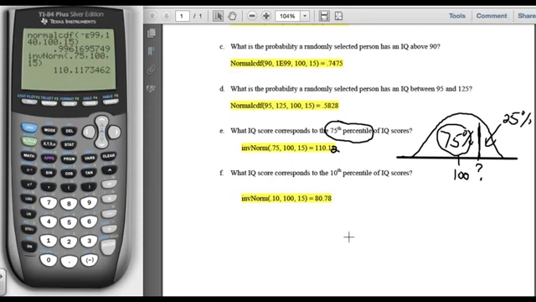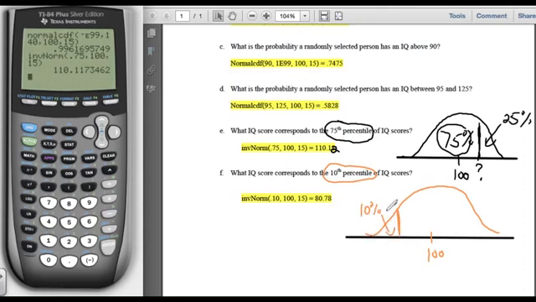Final question. What IQ score corresponds to the 10th percentile of IQ scores? Very similar problem. This time I've got the 10th percentile, so that means 10% is on the left. This is 10%. This is 90%, but we always use the left-hand side. So it'd be inverse norm, 0.10, 100, 15. This would be 80.78.